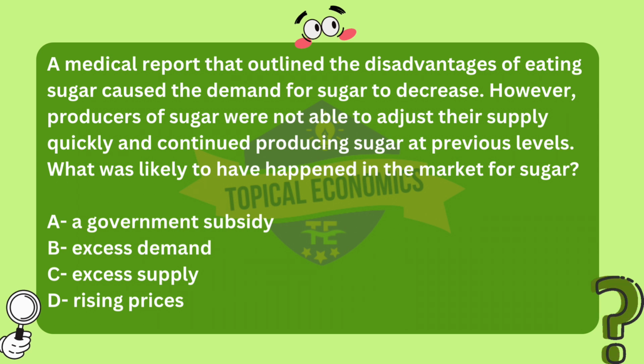The correct answer for this question is option C, excess supply. After the medical report outlined the disadvantages of eating sugar, the demand for sugar decreased as consumers became more conscious of its health risks. However, sugar producers were unable to adjust their supply quickly and continued producing at the same levels as before. As a result, the quantity of sugar available in the market exceeded the reduced demand, creating an excess supply. This surplus of sugar would likely lead to downward pressure on prices, as producers would attempt to sell off the extra stock. Moving to question 2.